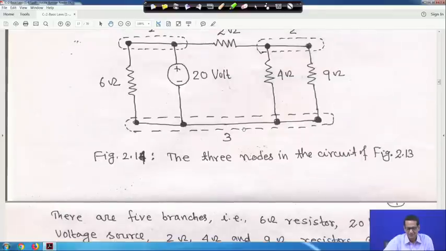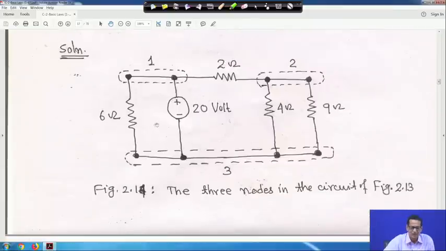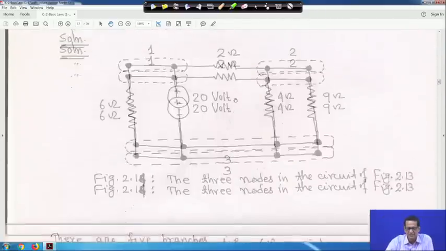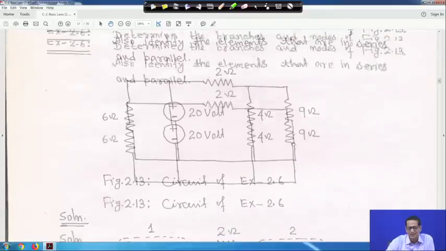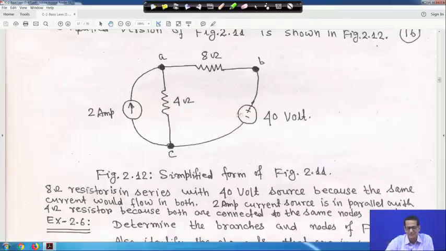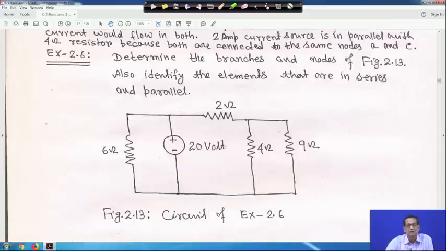So, in this case what will happen? Everything is written here. You have 6 ohm, how many electrical branches are there? 6 ohm, then 20 volt, then 2 ohm resistor, then 4 ohm resistor, and 9 ohm. Altogether you have 1, 2, 3, 4, 5. You have 5 branches. So, all these things are written here, and how many nodes are there? This, if you club together, is node 1. If you club together, node 2. If you club all this together, node 3, right. So, altogether 3 nodes and 5 branches. Not simplified further. Here the way we have made it, you can also now make it like the previous example circuit, right.